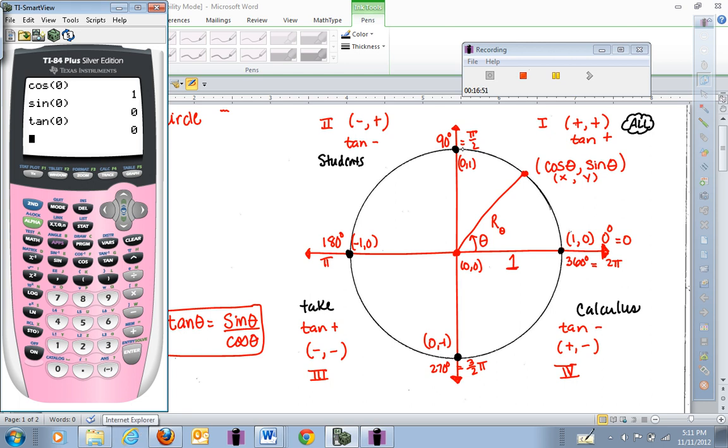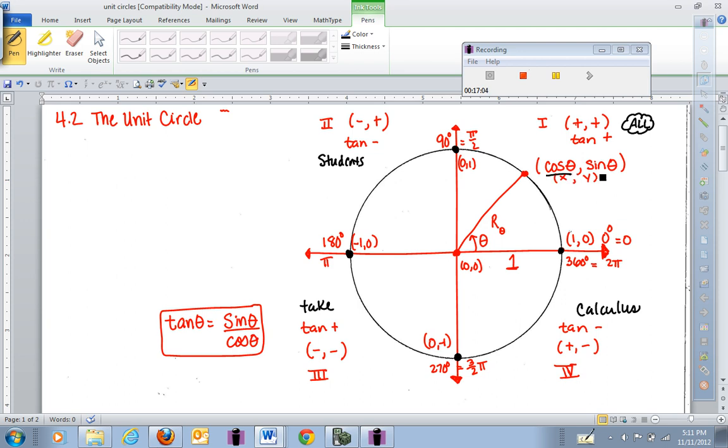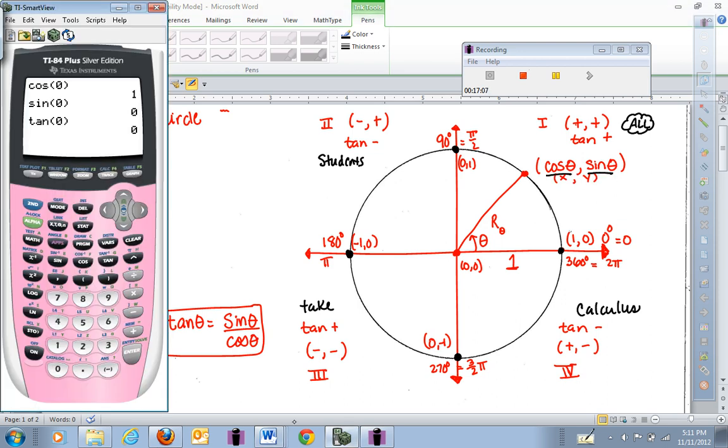All right, let's go up the ladder here a little ways to 90 degrees. 90 degrees is the ordered pair 0, 1. That means the cosine value is 0 and the sine value is 1, because remember the ordered pair goes cosine and then sine. So if I type in the cosine of 90, that's for cosine first. The cosine of 90 should be 0. The sine of 90 should be how much? Should be 1.